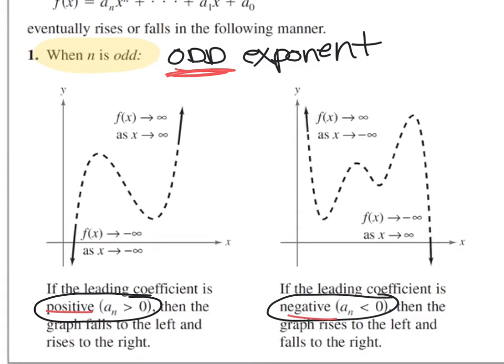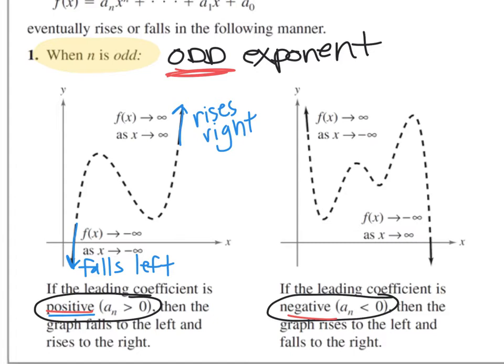So if you have an odd exponent here and you have a positive leading coefficient, your graph starts by having this downward arrow. So we say that it falls to the left. And then on the other side, it goes up, so it rises on the right. So that's the terminology that you'll see.